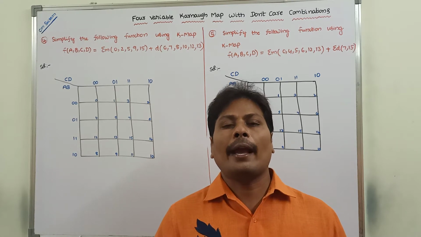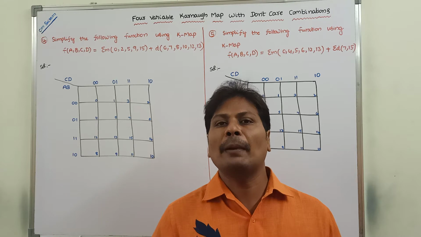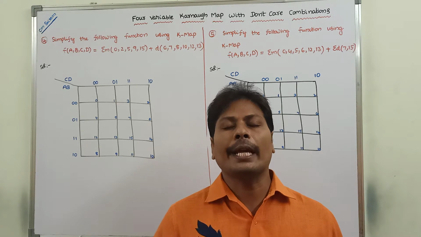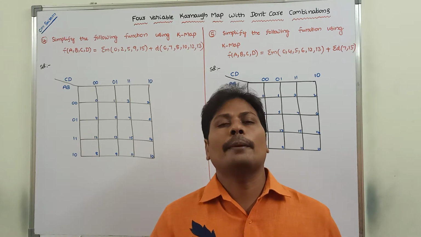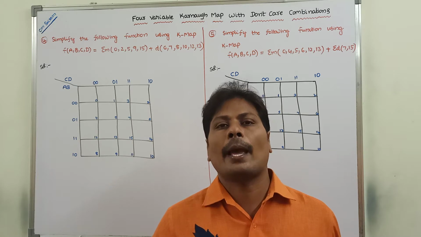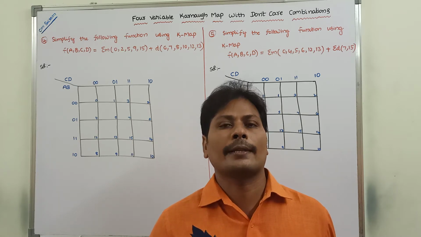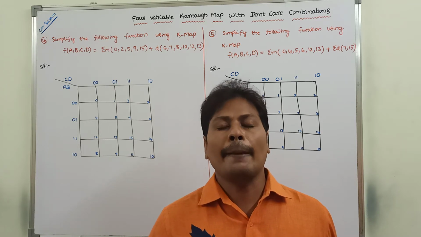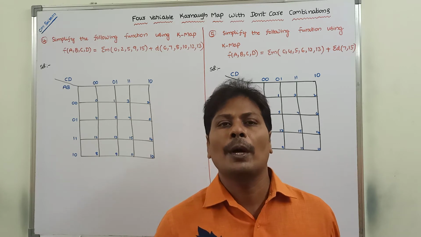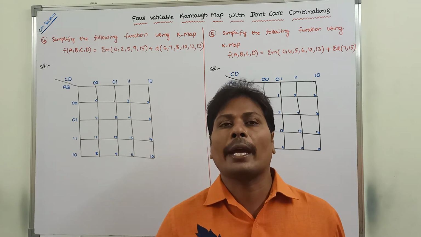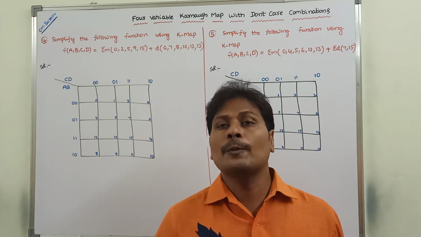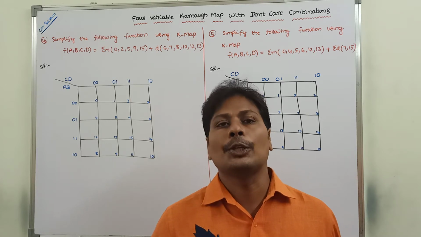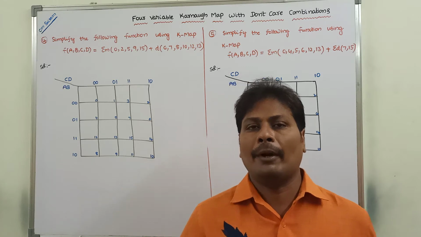Hi friends, today I am giving a lecture on simplifying the following Boolean function using Karnaugh map when don't care combinations are given. In the previous videos, we have already discussed 3 example problems on the same topic. Please refer to those problems for better understanding of the same concept. Now in this video we have to solve another 2 example problems on how to simplify the given Boolean function when don't care combinations are given using a 4 variable Karnaugh map. Okay.